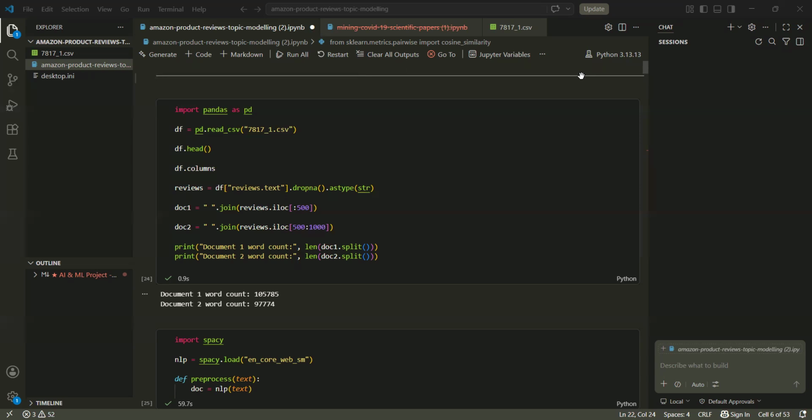For this project, I used spaCy for processing and scikit-learn for vectorization and similarity analysis. The dataset came from Amazon product reviews.